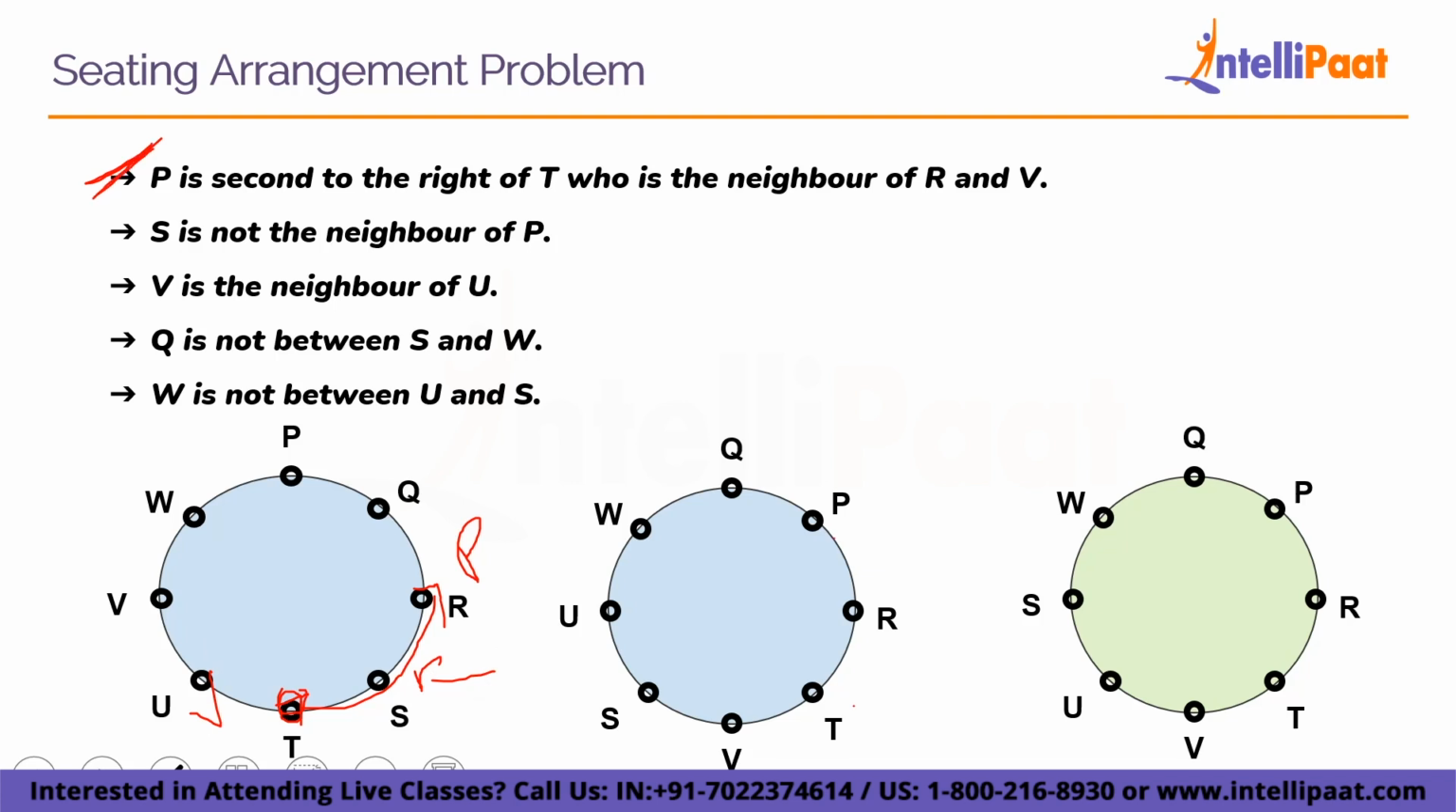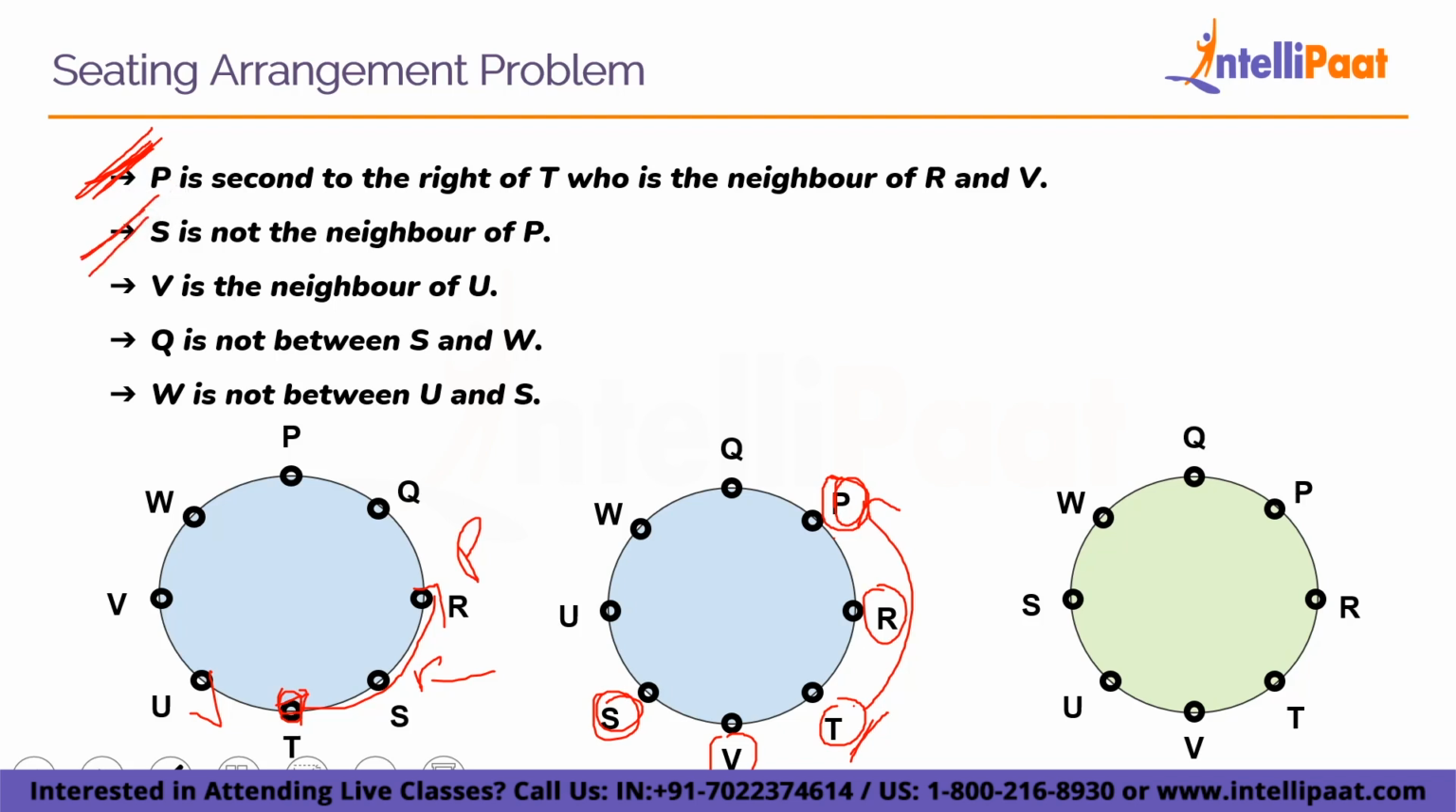So according to the information that we have in this first information, I have placed P here, second right of T, right? And also I have placed V and R as the neighbors of T, right? Now let us see our second information and what it says. It says that S is not the neighbor of P. So where is S? Here it is S, and P, it is here. So this information is also true. They are not the neighbors.